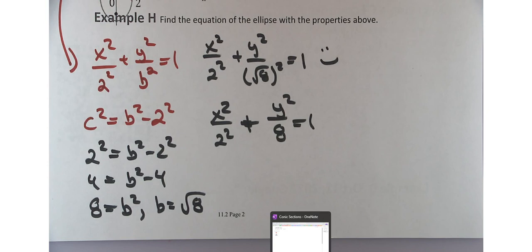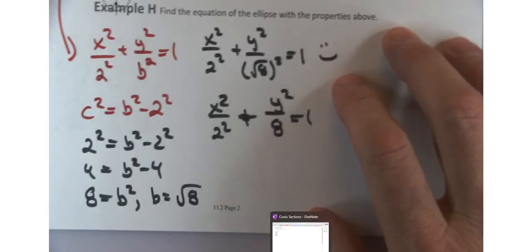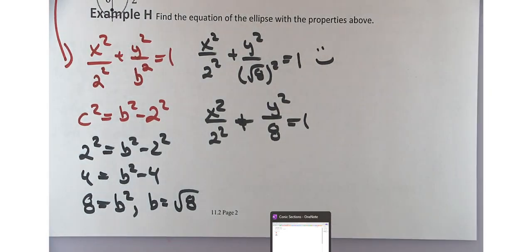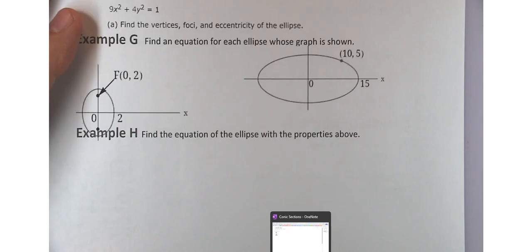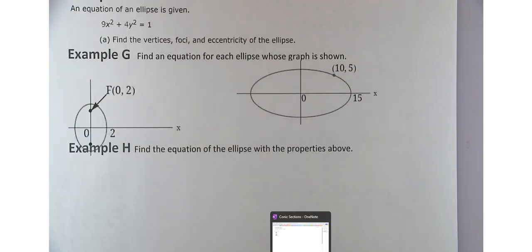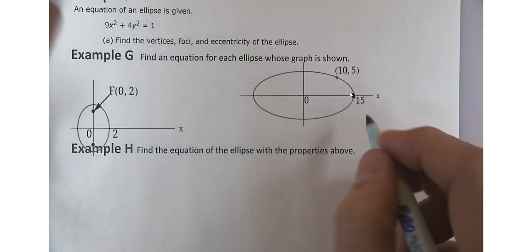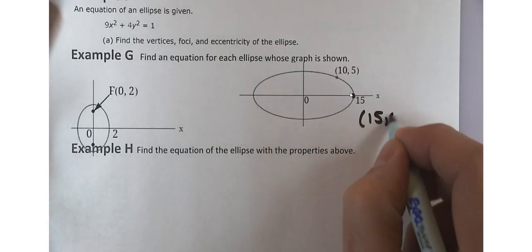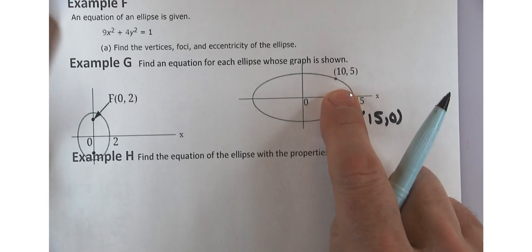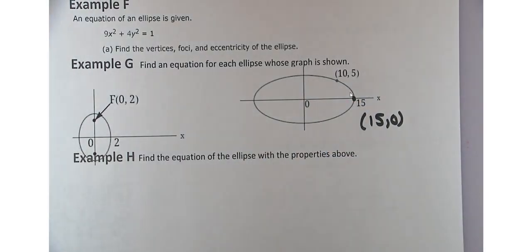Comments on example G here. Let's try example H. This is find an equation whose graph is shown. You've got a vertex here at 15 and 0. And unlike the last problem, this problem passes through the point 10 and 5.